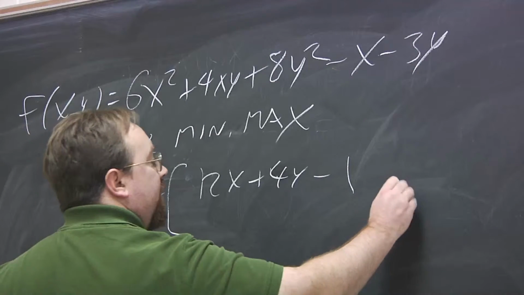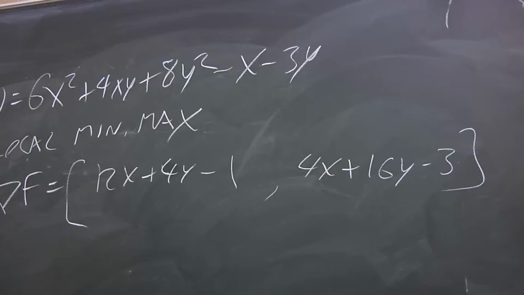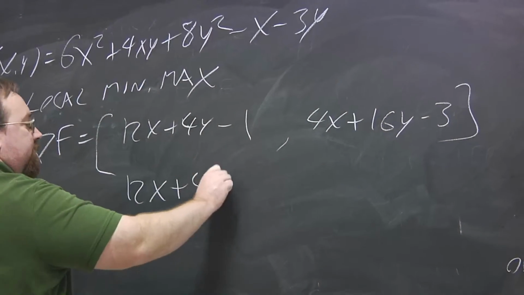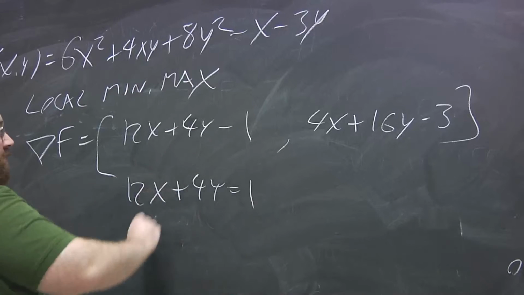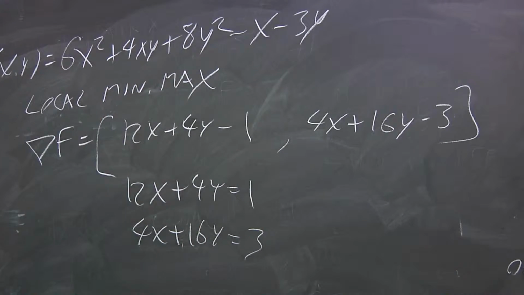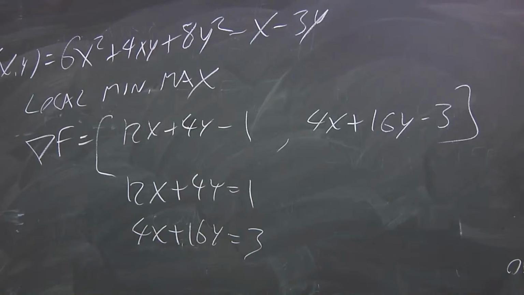Yep, let's see. With respect to x and y, all right, so we need to see where these are equal to 0. So we need 12x plus 4y is equal to 1, because all of these must be 0. We have 4x plus 16y is equal to 3. So now we just need to solve a system of equations, which actually is going to have just one solution.